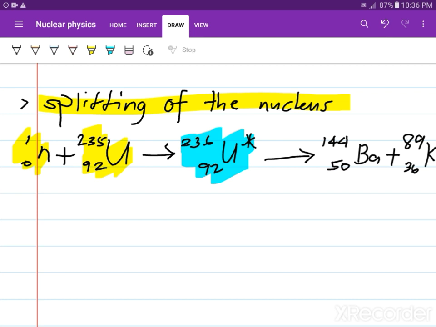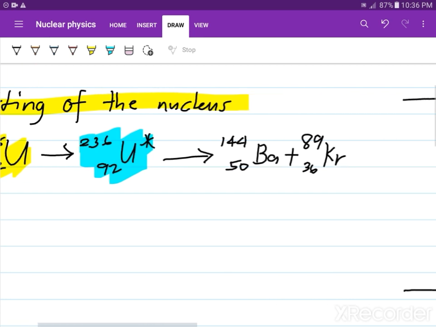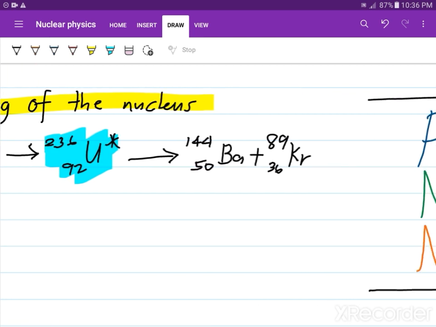So, this uranium-236 will undergo nuclear fission, and it will split into two nuclei, which are barium-144 and krypton-89, plus 3 neutrons. So this is one example of nuclear fission in uranium-236.